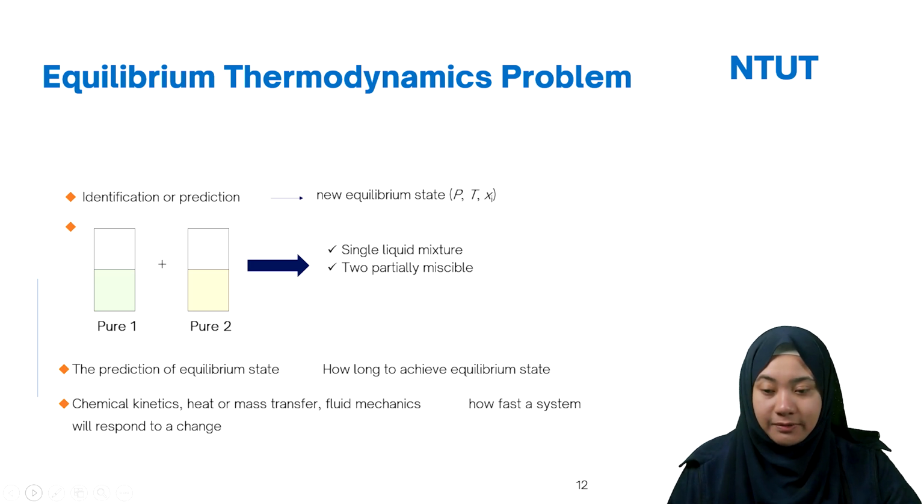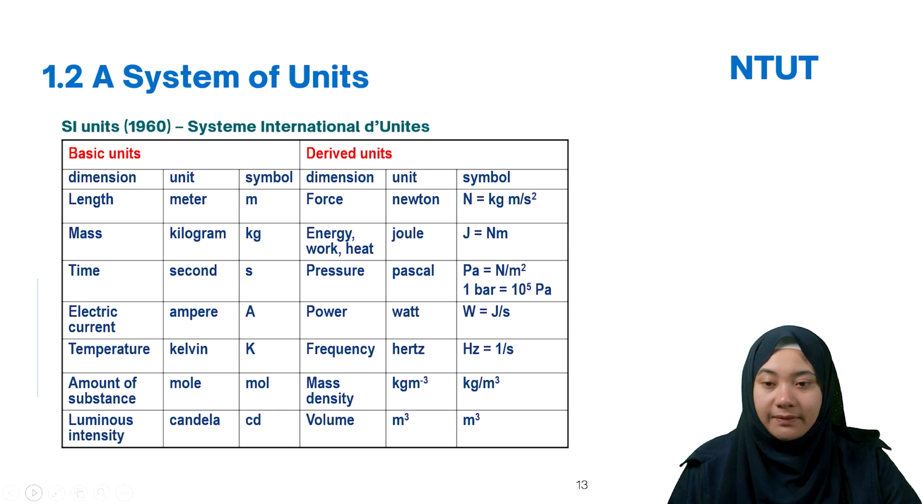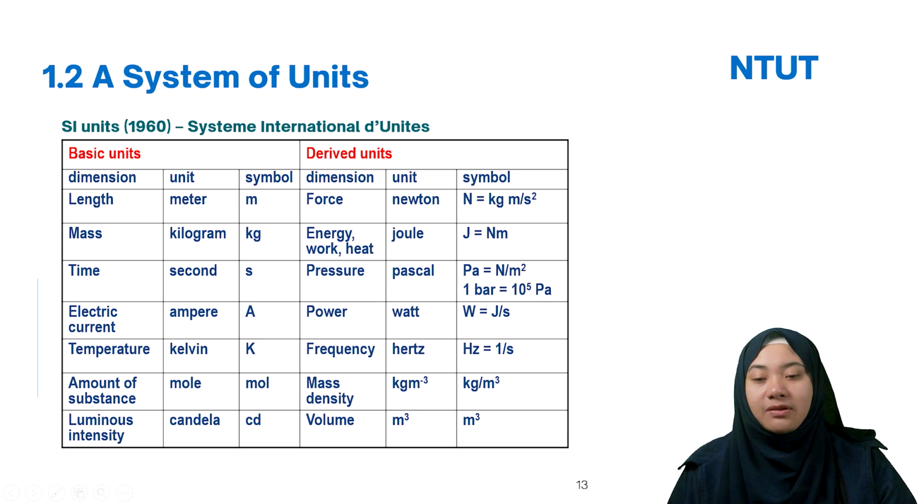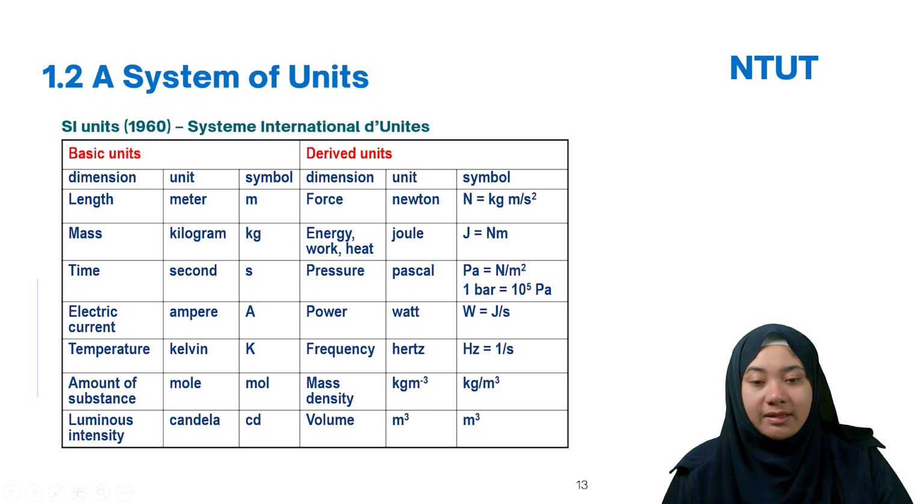And then you have the systems of units. This is mostly what we use, like basic units and derived units. So you have length, mass, time, and so on. I believe that you know the SI, Système International d'Unités. And then you also have force, energy, pressure, power, frequency, and mass, density, and volume. So these are what we practically use in thermodynamics.